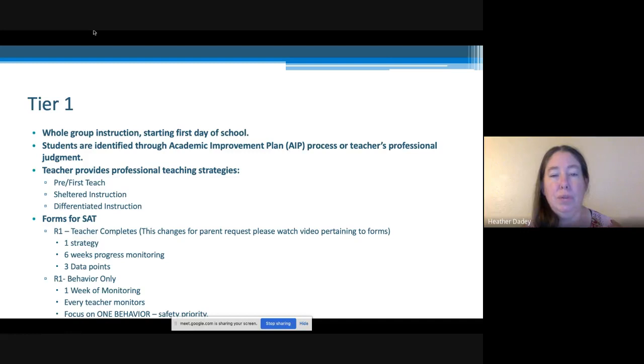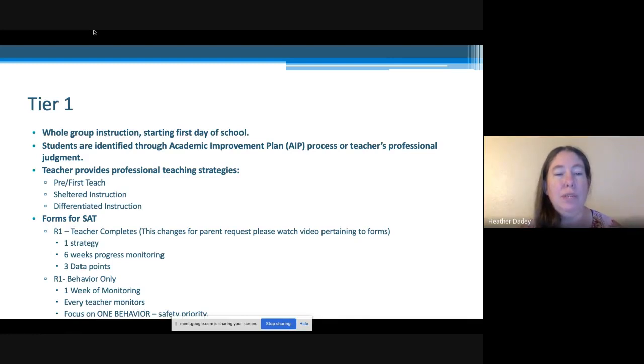Tier 2 is SAT. We also start making teacher professional judgments on students as we see there's a need for that student to get more help. Teachers provide professional teaching strategies. For example, we provide pre-teaching, first teach, sheltered instruction, and DI, which is differentiated instruction.